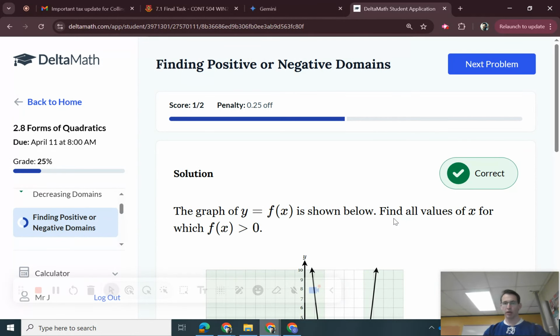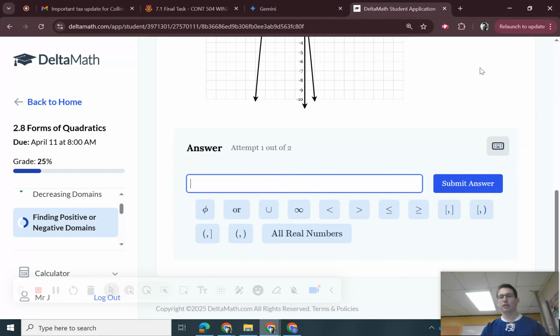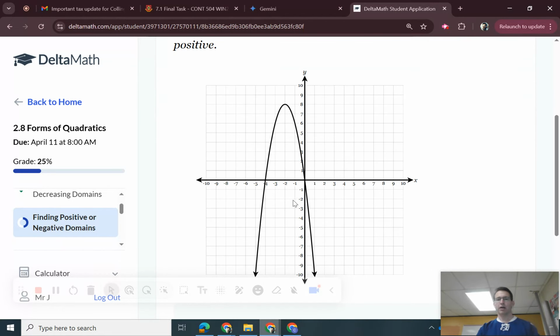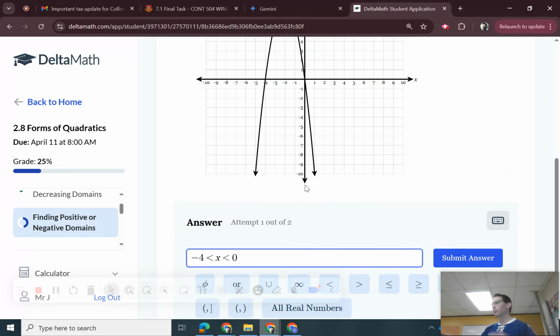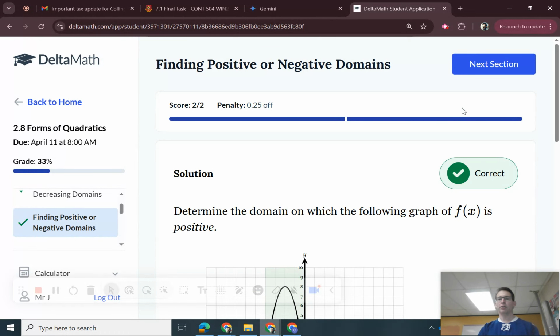Don't forget to celebrate your wins. We want to know when this is positive. Okay, it's positive between -4 and 0. So we would say -4 is less than x, which is less than 0. Not inclusive, because inclusive would include zeros, and we don't want those. So that's how that one goes.